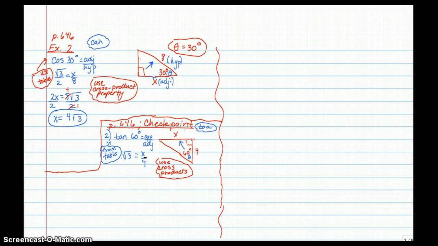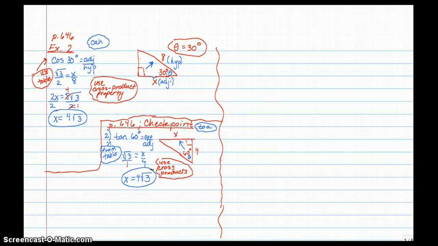Now you might not be seeing the cross product here, but if I put the square root of 3 over 1, let's change the color, it doesn't change anything. Square root of 3 and square root of 3 over 1 are the same thing. So now I can use cross product because it is a proportion. So that will be 1 times x, which is just x, and then 4 times the square root of 3. That can't be simplified any further. And so that is your answer. X equals 4 times the square root of 3.